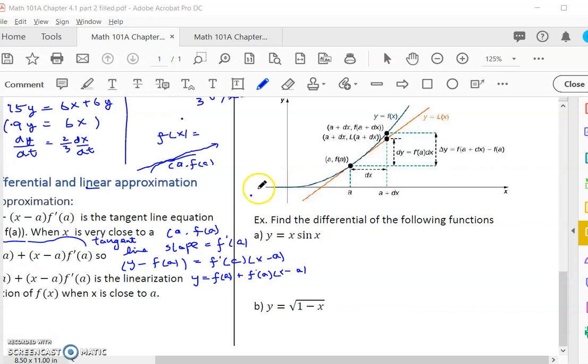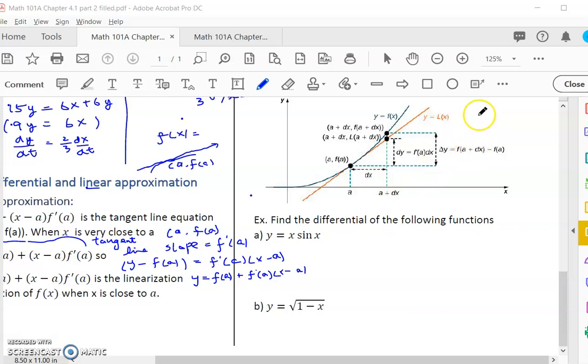Hello, calculus student. This is chapter 4.2, part 2. The second part of 4.2 is differential. What is differential? Differential is actually a new equation that we derive from the tangent line. It comes with a picture, so there are a lot of new terms.